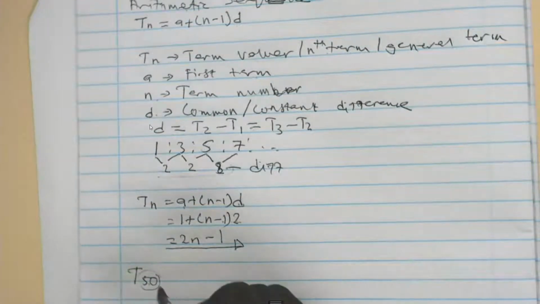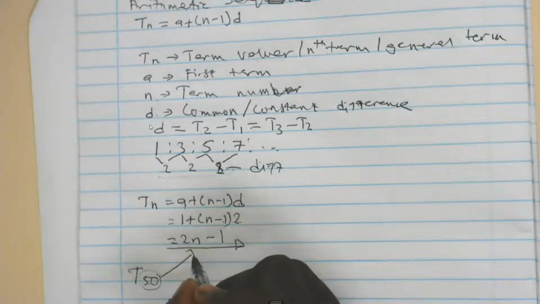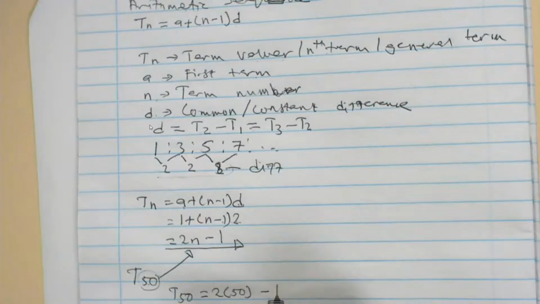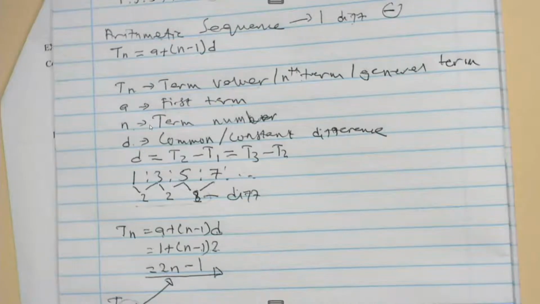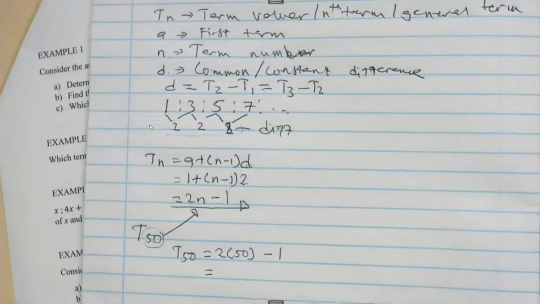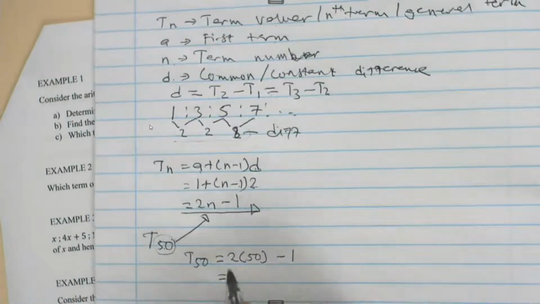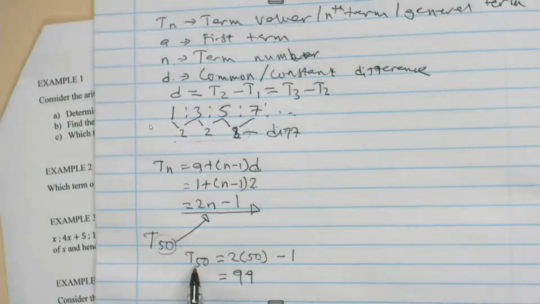In this instance, we are going to substitute 50 where we see n. That would be T50 equals 2 multiplied by 50 minus 1. Term number 50 would be equal to 2 multiplied by 50, it's 100. 100 minus 1 would give us 99. Therefore, term number 50 has the value of 99.